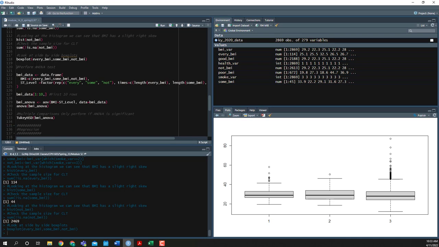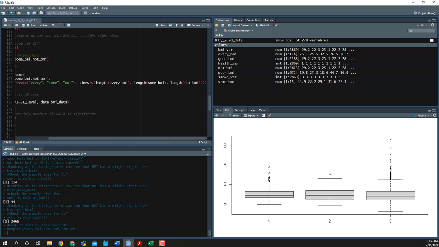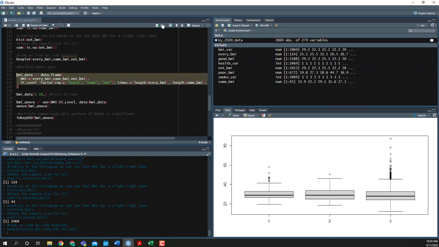Now to do this, we have to create a new small data set. So what I'm going to do is create a data set called BMI data. I do this using the data frame function. First thing I have to do here is create a column that's going to contain all of my data. So this is going to contain the every BMI, the some BMI, and then no BMI. And then I have to create levels that represent the different smoking statuses. And so you'll notice here in this code, I've got the every, some, and not. And then I'm going to repeat that the number of observations that are in every BMI, some BMI, and then the no BMI.